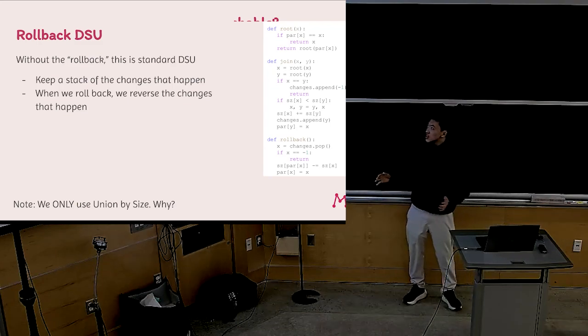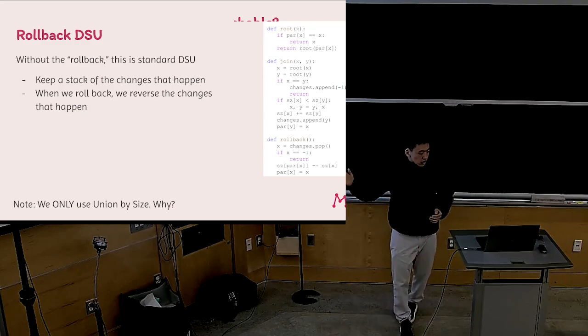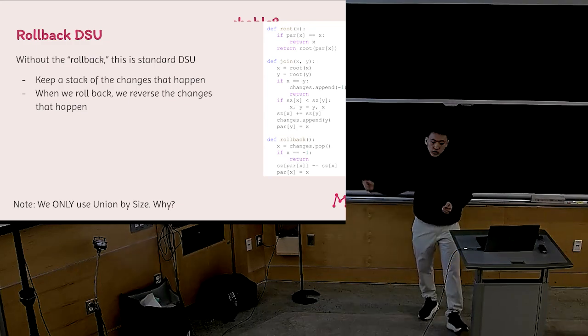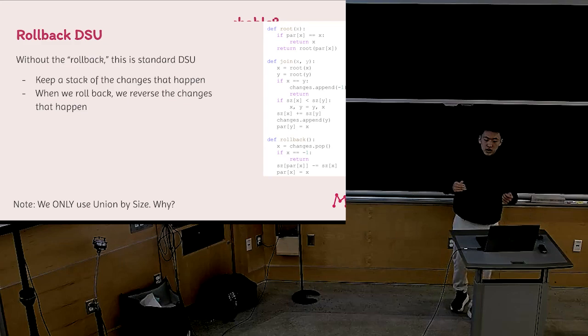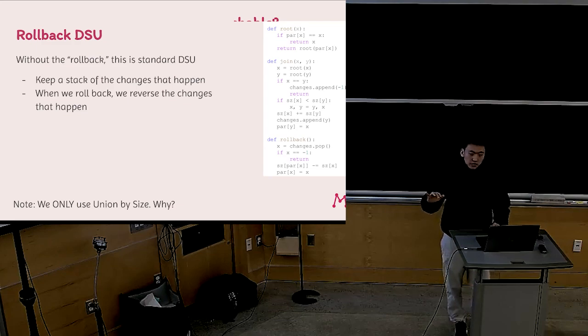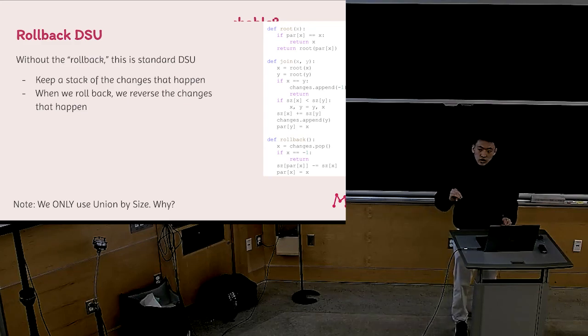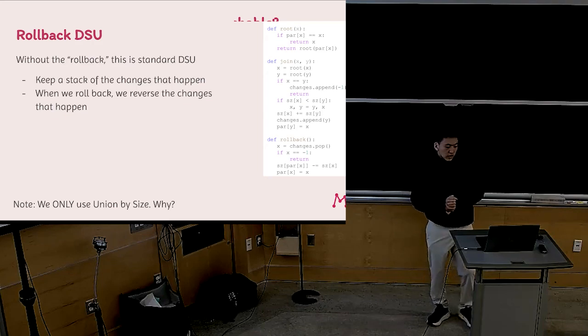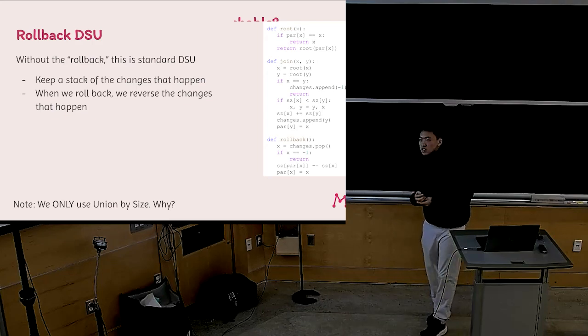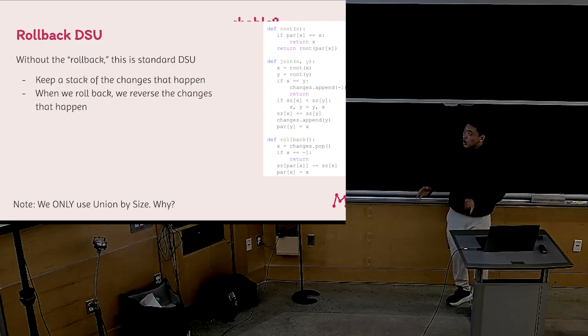What you might notice here is that in our root function, we're just doing the naive root function. We're not actually doing path compression. Why might this be? Why would we only use union by size when we're doing a data structure like this? Does anyone know? Yeah? Maybe because if we do path compression, that will remove information about the order in which things were added. That is a good idea, but it's not quite exactly why we don't do it.